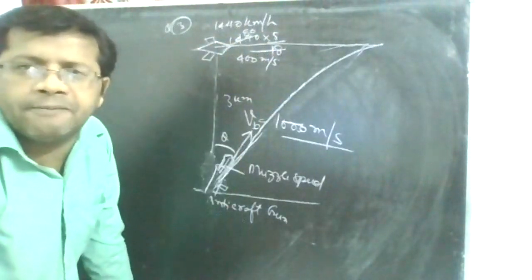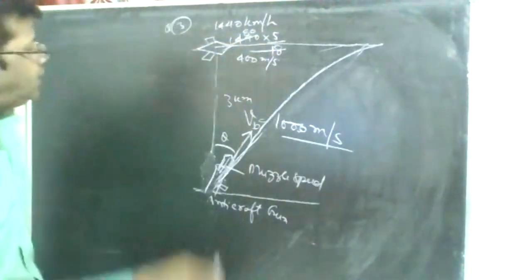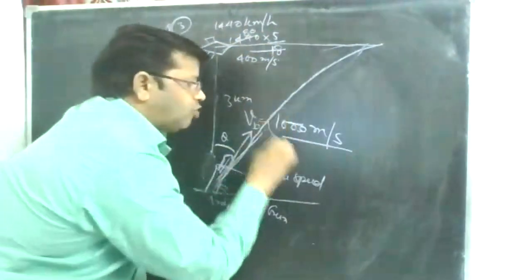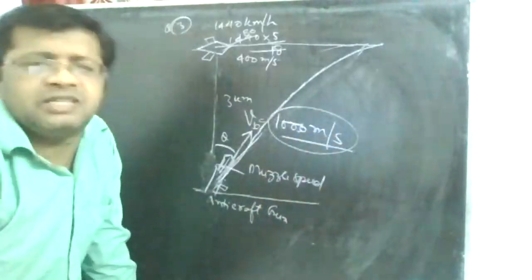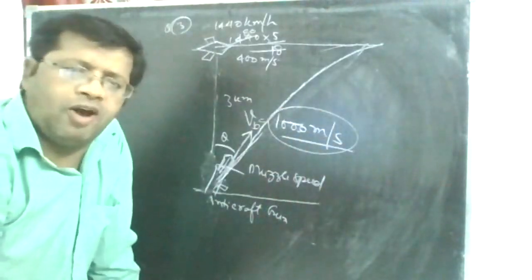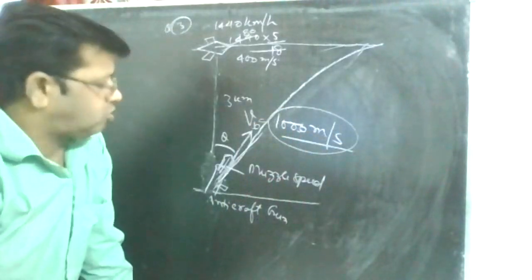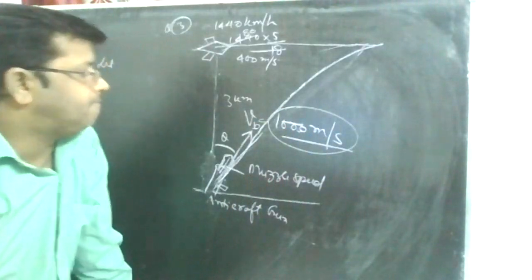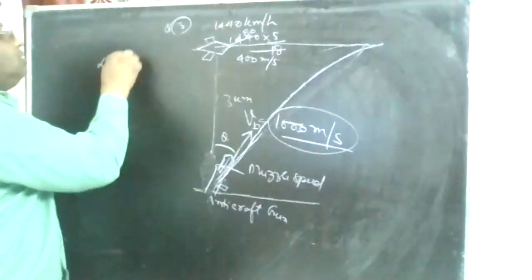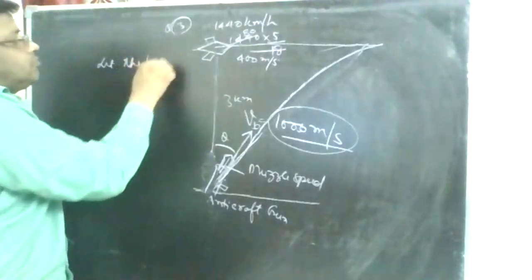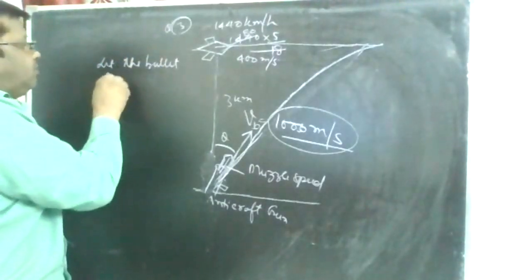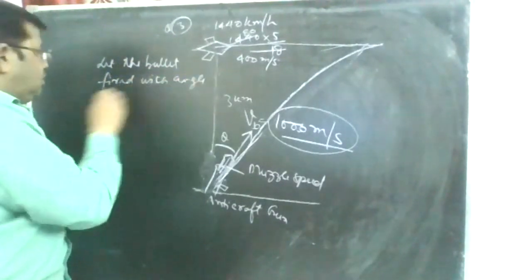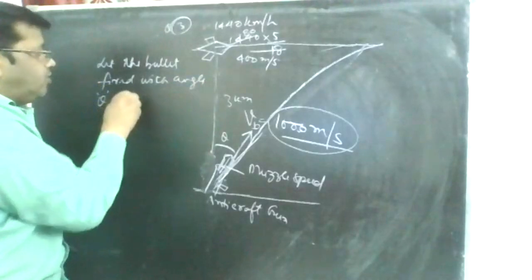400 meter per second. तो यहाँ लिखेंगे: let the muzzle velocity of bullet that is coming from the anti-aircraft gun be 1000 meter per second. So let the bullet fire with angle theta with the vertical.